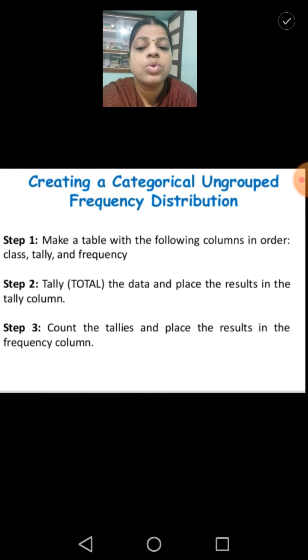And what actually is tally? Tally marks. You would have studied tally marks in your earlier classes also. Tally means the total values of the data, and we have to place the particular values in each column, and at last we have to count the tallies of each particular value and place the results in the frequency column. So these are the steps to form a frequency distribution table.